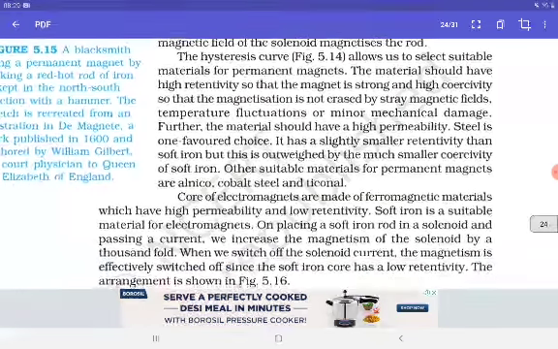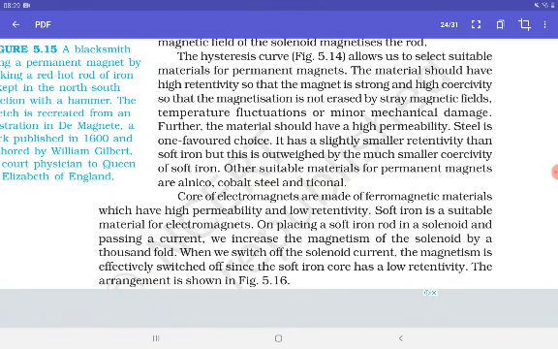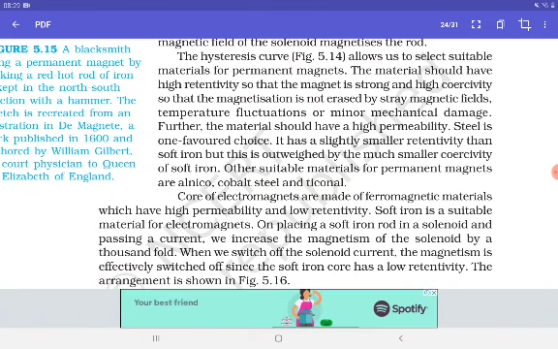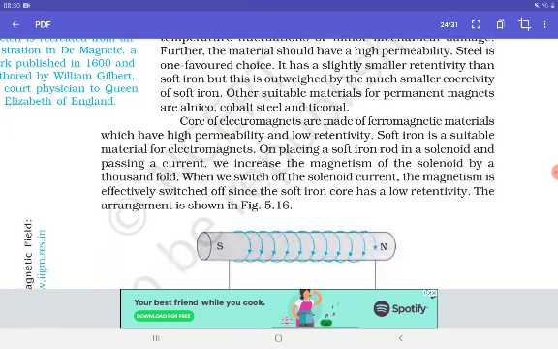Steel is one favored choice. It has a slightly smaller retentivity than soft iron, but this is outweighed by the much larger coercivity of steel compared to soft iron. Other suitable materials for permanent magnets are alnico, cobalt steel, and Ticonal.